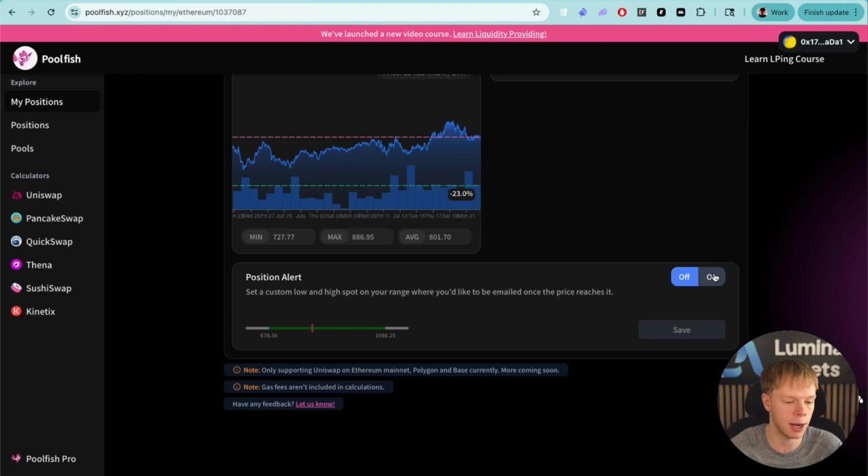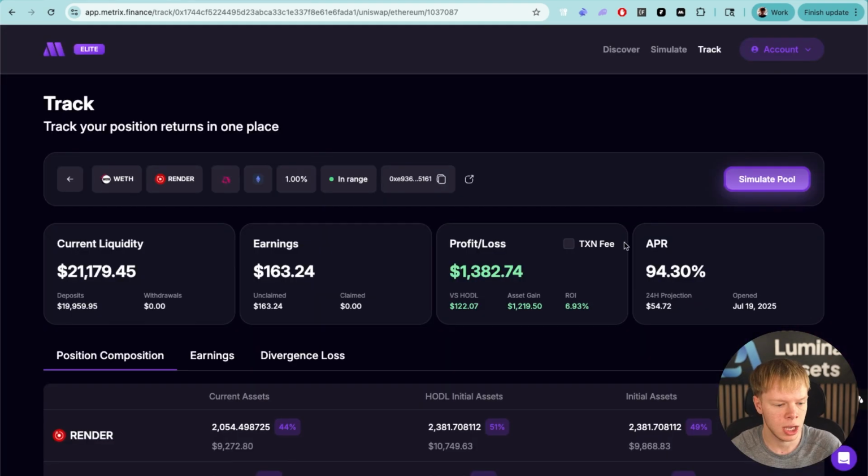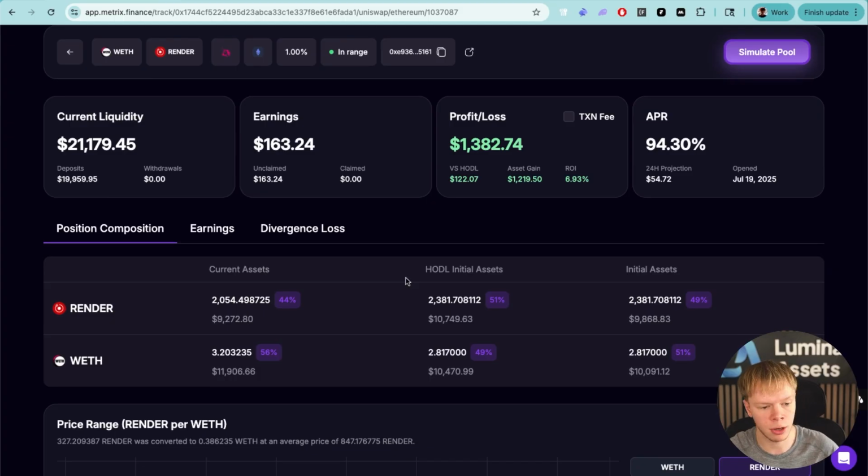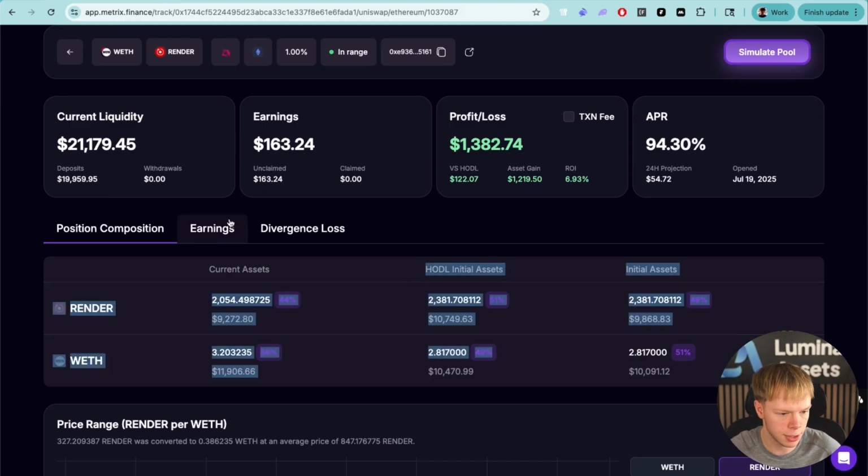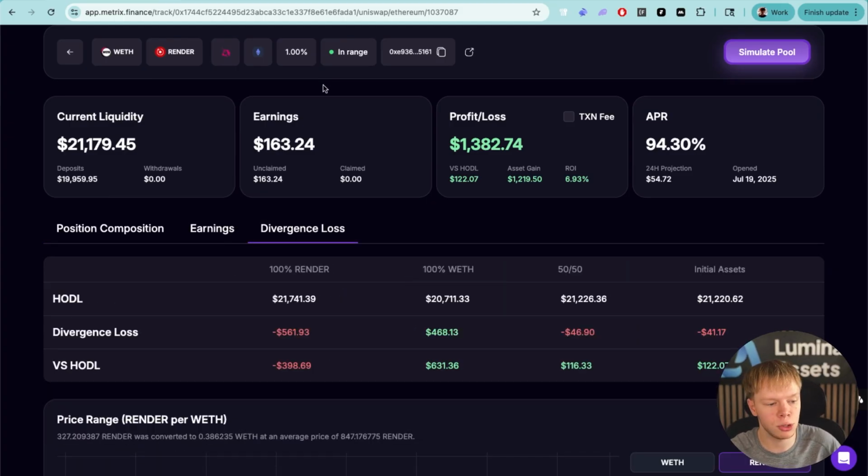So that way you get notified when it hits a specific part of your range, in which Metrix Finance has all of that functionality, but also shows you if you held your initial assets. It breaks down your earnings. It shows you your actual breakdown of divergence loss. So against if you held your initial assets, you held it in a 50-50 ratio, if you held all your money in ETH, if you held all your money in Render. So you can benchmark across 4 different aspects right here. And then on top of that, you can benchmark across USD up here.